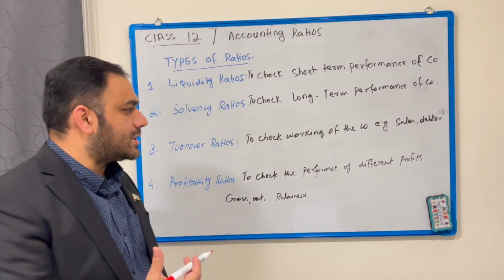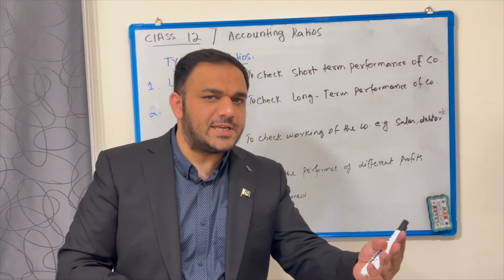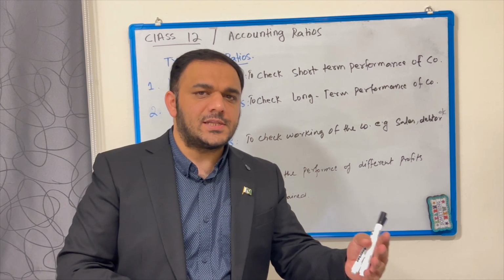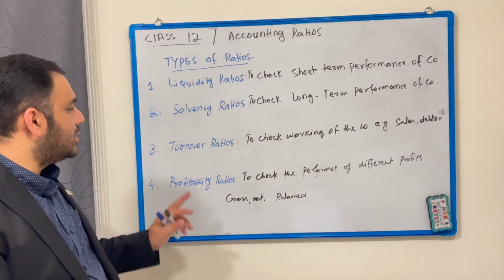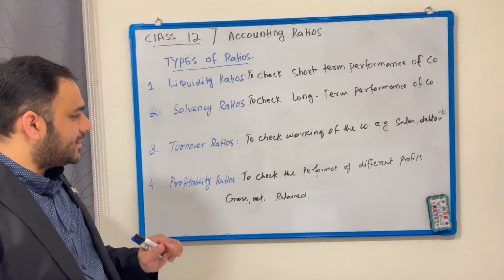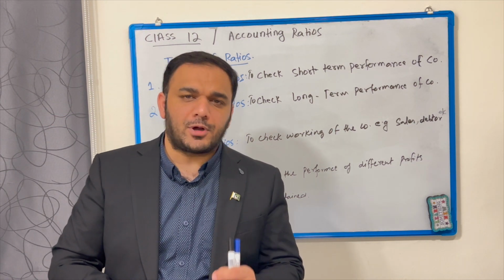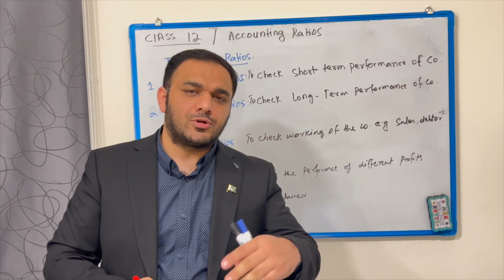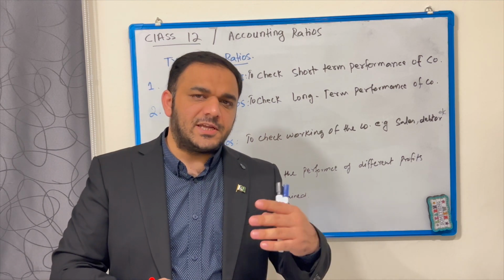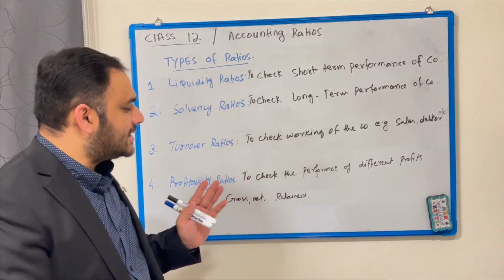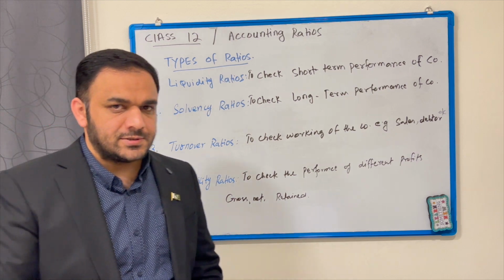Turnover ratio is to check the working of the company, like how much sales the company is making, how many debtors are there, how many creditors are there. To check all these kinds of workings, we use turnover ratios. Profitability ratios are basically to check the performance of the profits, how much gross profit you are making, how much net profit you are making, how you are treating the retained profits. So all the things related to the profits you are checking in profitability ratios.